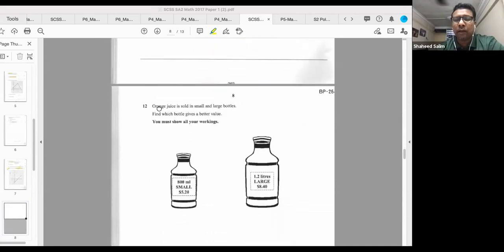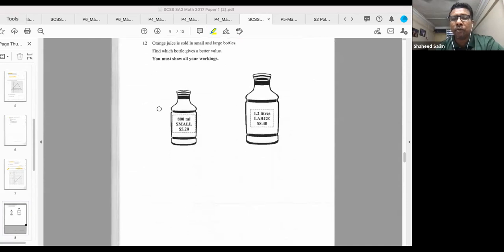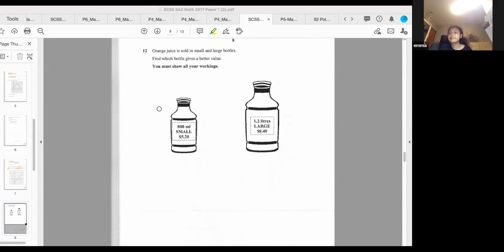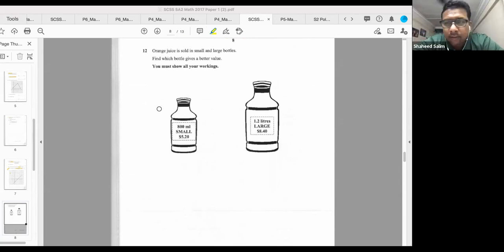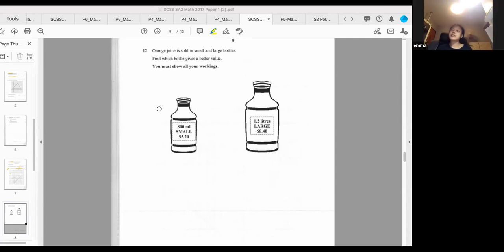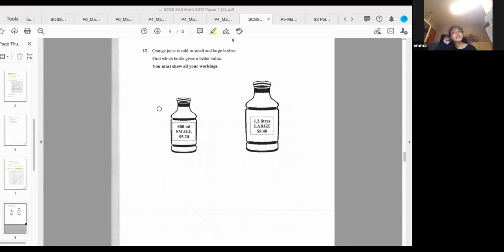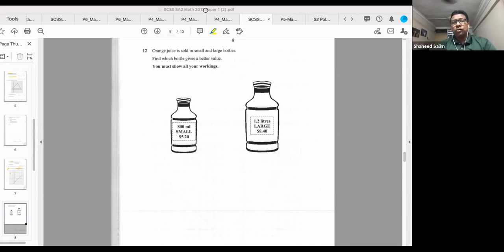Okay, do you know how to do this one? They're asking you which one is more worth it to buy. The small bottle. Why? Save money. How are you going to prove it? The answer is correct. Do you want to see the working? Okay, sure.